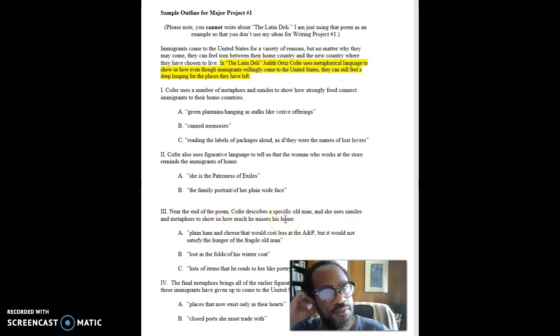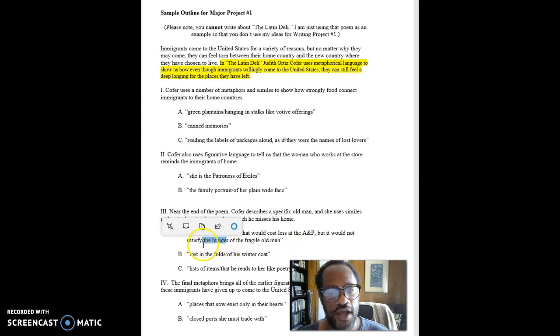So now we've got something else. We talked about food, we talked about the woman who runs the store, now let's talk about the old man in the store. And let's look at the metaphors that we have here. It wouldn't satisfy the hunger of the fragile old man. Realize that hunger is a metaphorical hunger, right? It's not a literal hunger, because no matter how much ham and cheese he eats from the A&P, he's not going to satisfy that hunger, right? So that's going to be a metaphor.